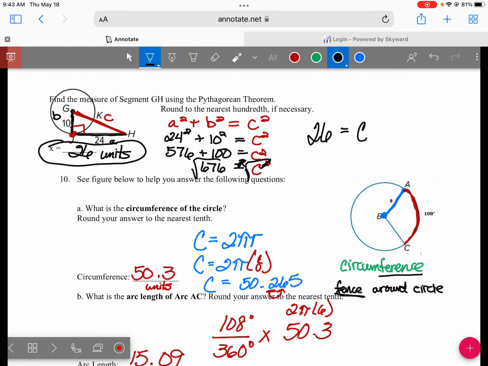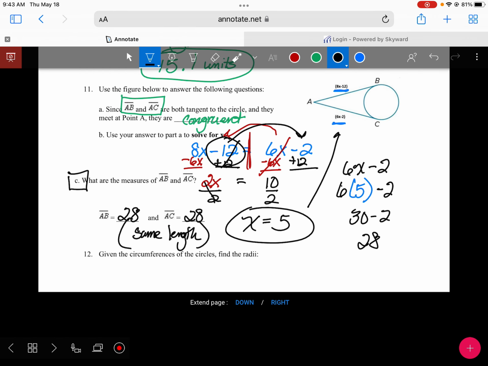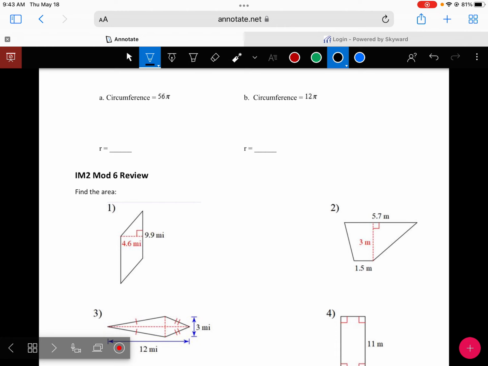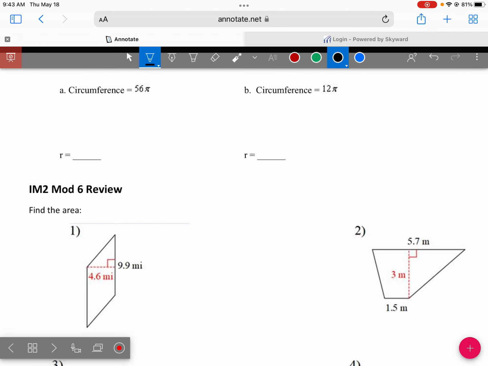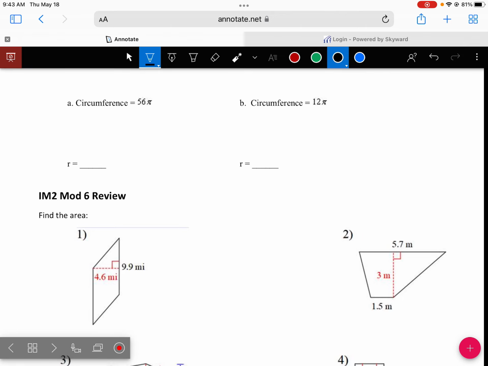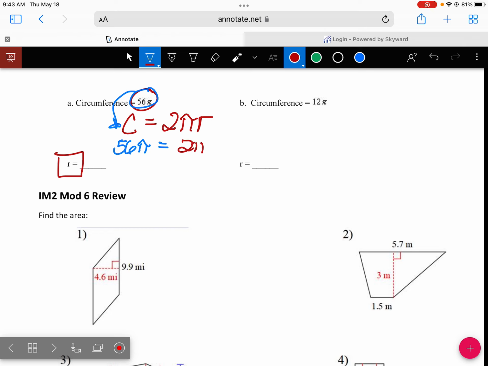Okay. All right. Where am I at? Given circumferences of the circle, find the radii. Here's our last problems. So circumference is 56 pi. What is my formula for circumference? If we're trying to find radius, I should use C equals 2 pi r. And if C is 56 pi, put that in place. 56 pi equals 2 pi r.